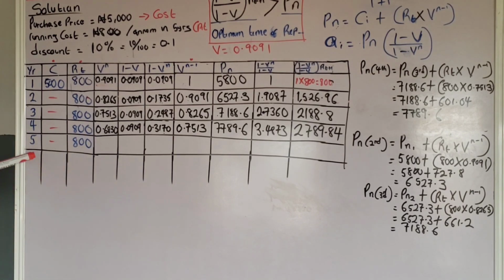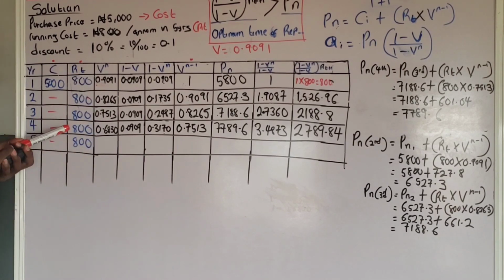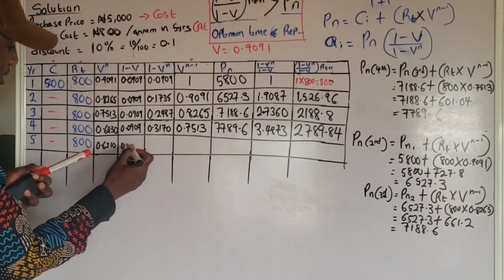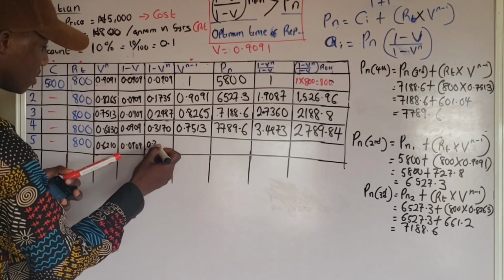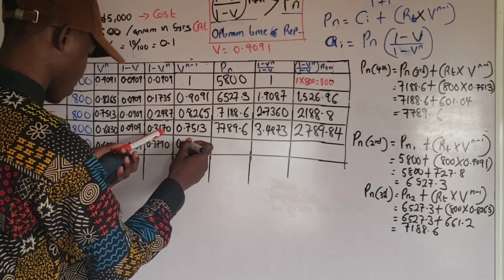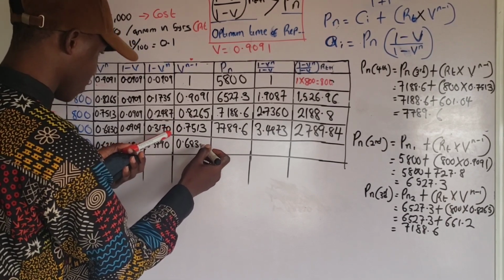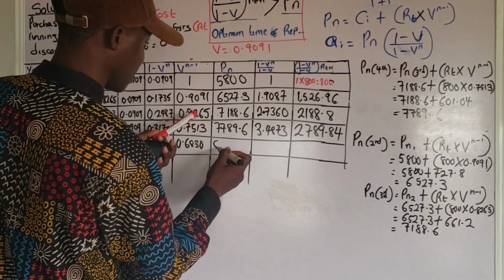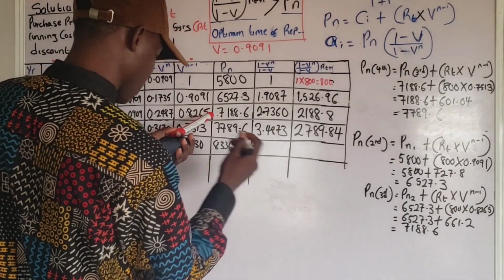Okay, so for the fifth year, the running cost is still 800. The v raised to the power of n is 0.6210. For this, I'm going to have 0.0909, and 1 minus v raised to the power of n is 0.3790. For this, I'm going to have 0.6830, and for this, 8,336.6.